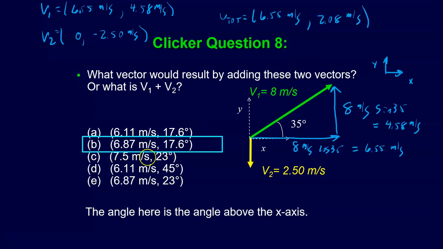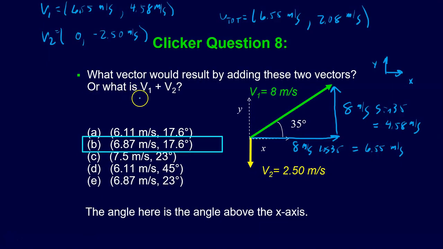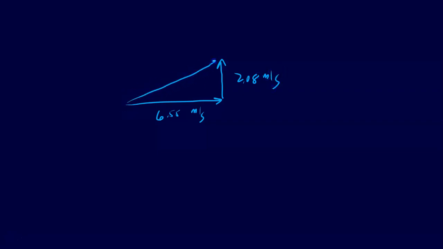The only problem is we were asked to give the result in the direction and angle format. To do that, I would just take that vector. Again, it's 6.55 and then 2.08, so it's going to look something kind of like this. So 6.55 meters per second, and then over here is 2.08 meters per second. We want this guy here. First of all, we can find the hypotenuse. 6.55 squared plus 2.08 squared, square root of that gets us 6.87 meters per second. That's the total magnitude of our new vector. This guy here is our new vector.